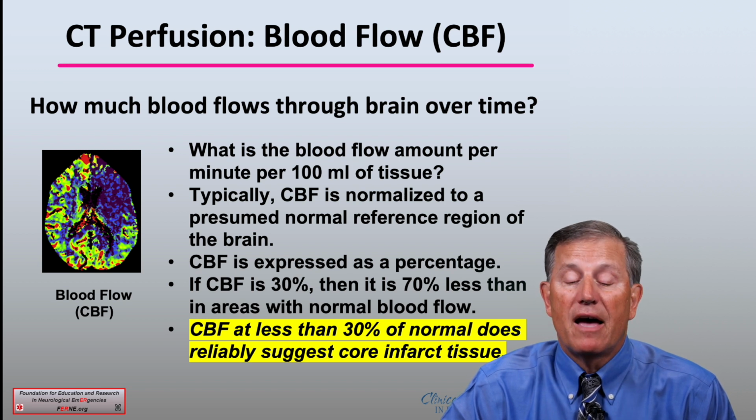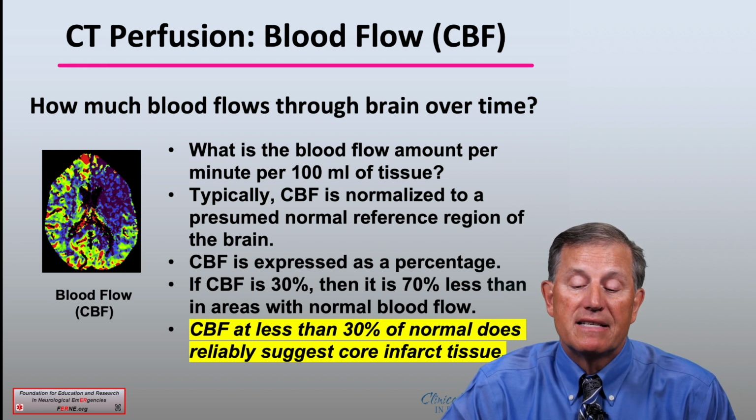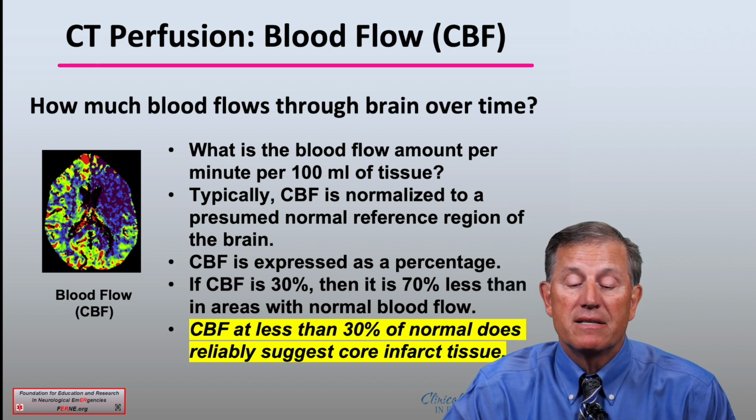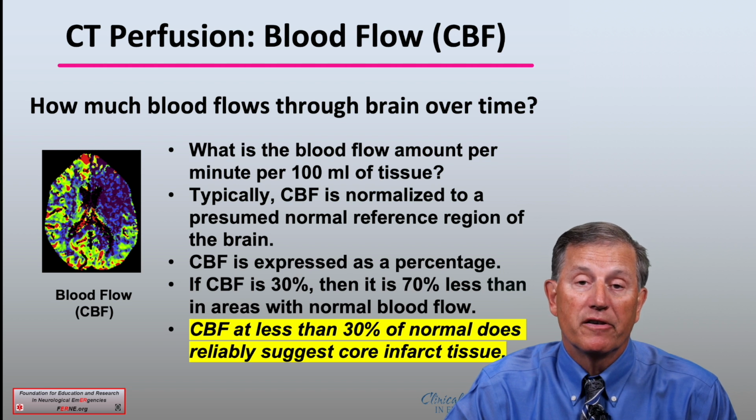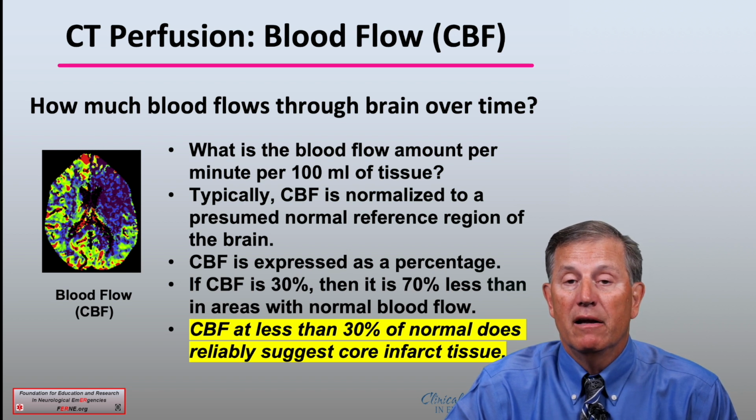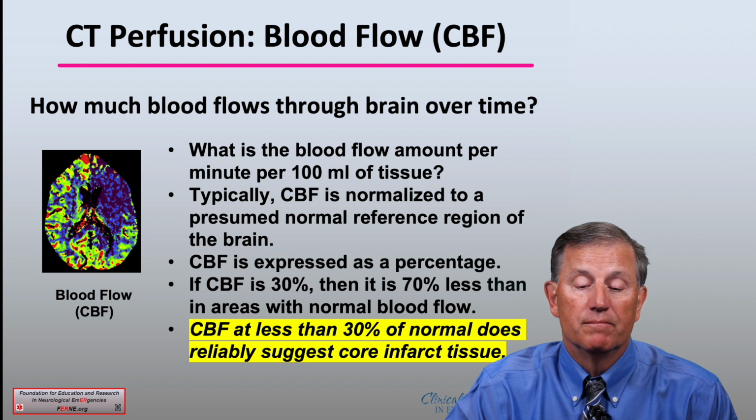So if the CBF is 30%, for example, in an infarct-related region, then it is 70% less than in areas with normal blood flow. And a cerebral blood flow at less than 30% of normal does reliably suggest a core infarct tissue area. You see on this scan, the heavy blue area would suggest a large core infarct because cerebral blood flow is dramatically diminished related to the presence of the clot in a cerebrovascular area.